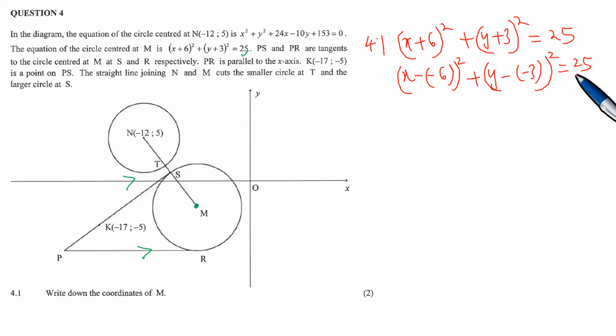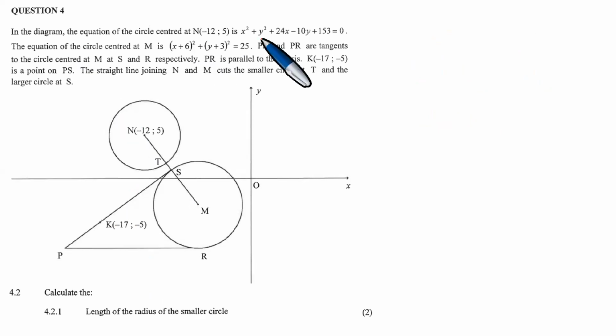What are the coordinates of M? They are (-6, -3). So if you're given the equation of a circle like this, what are the coordinates of the center? You just pick -6 and -3.